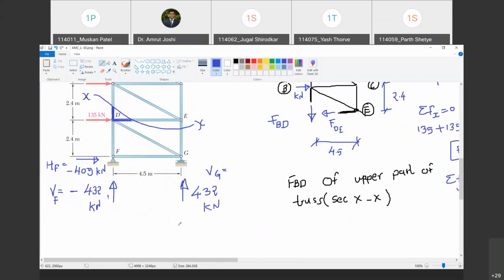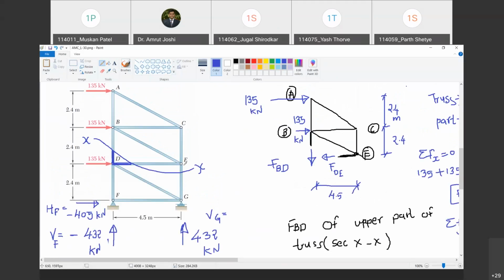Now tell me, was our free body diagram complete? No, we have missed something. And what is that we missed? VF. Where is the force in member EG? Do you agree with me?